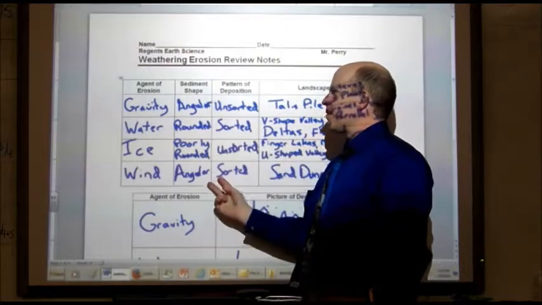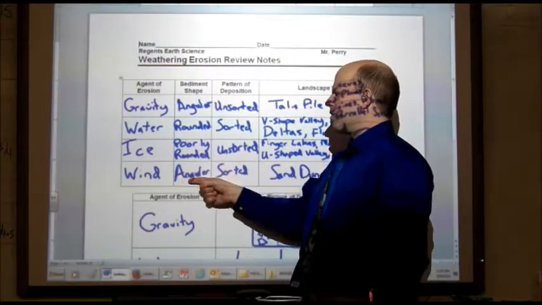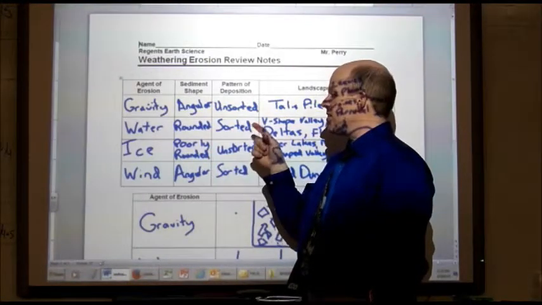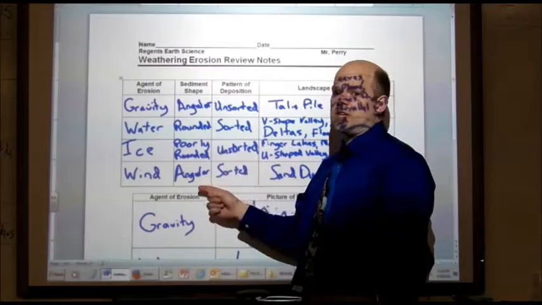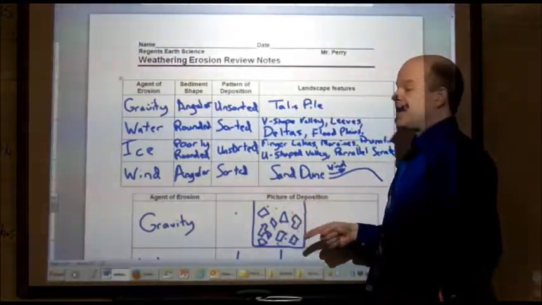Do you need to know the sediment shape and pattern and deposition? You need to know for water and for ice, guaranteed. I'll tell you right now, the first question on the test is how and what the sediment shape is for one of the four agents of erosion. First question on the test.